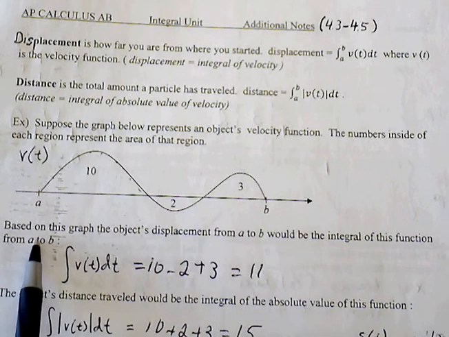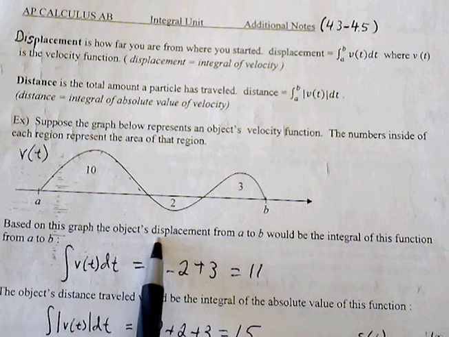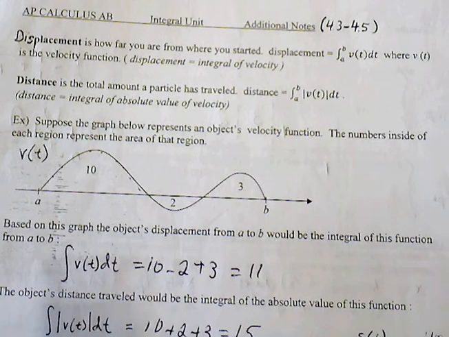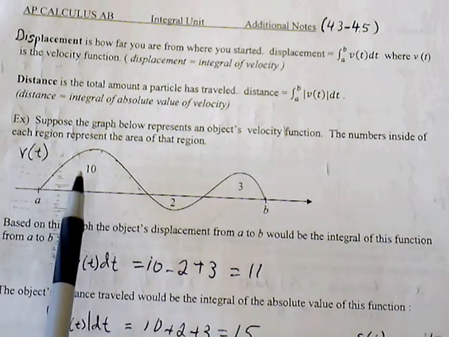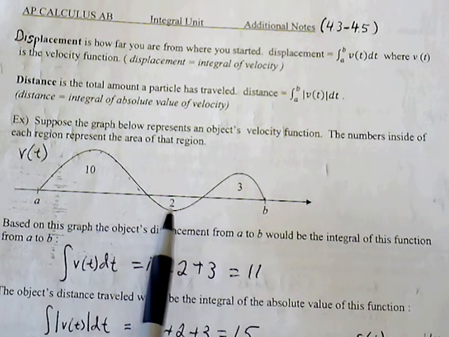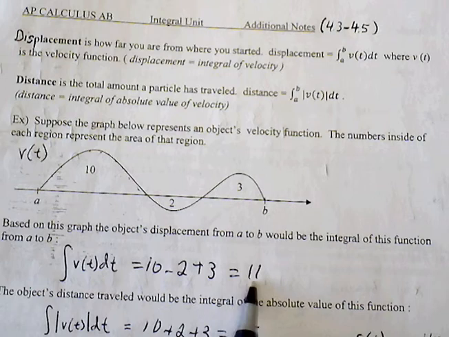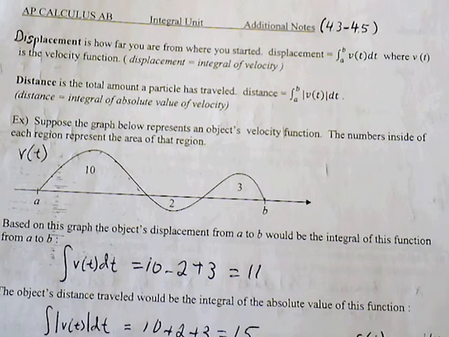Okay. So based on this graph, the object's displacement from a to b would simply be the definite integral of v(t) dt. So 10 minus 2 plus 3 equals 11. So if he goes 10 miles forward, 2 miles back, and 3 miles forward again, then he's going to end up at mile 11. Or he's going to have made forward progress of 11 miles.